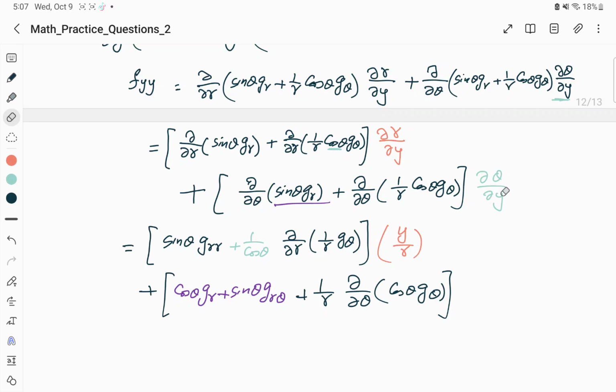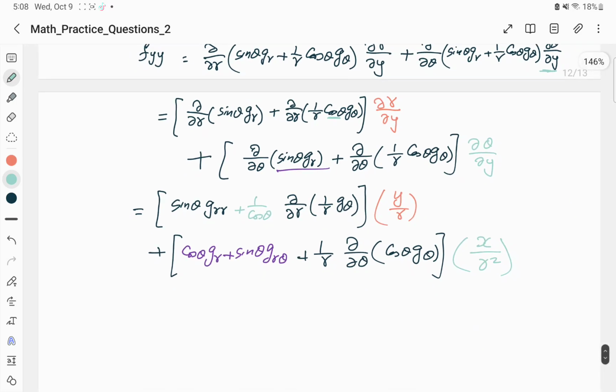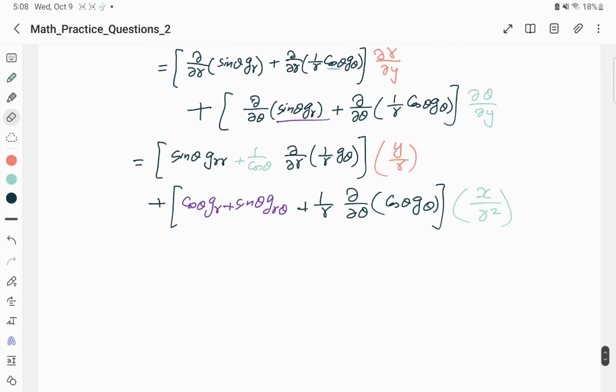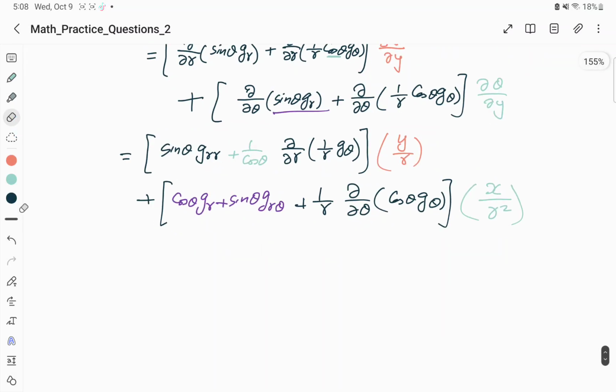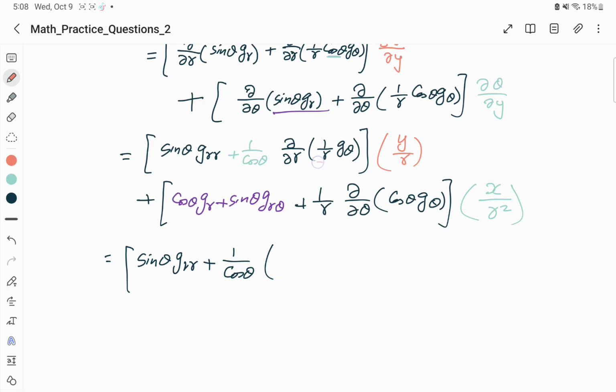And then I plug in the value of this partial theta. The value of this partial theta over partial y we calculated before is basically x over r square. And now we further carry out the calculations. In the first one, that will be sine theta g r plus 1 over cos theta will remain as it is. And now here I apply the product rule on this one.